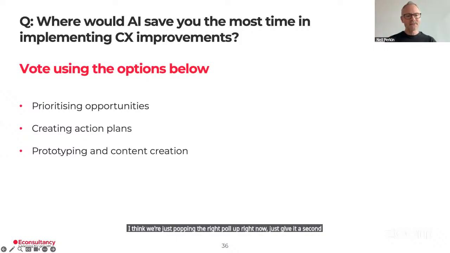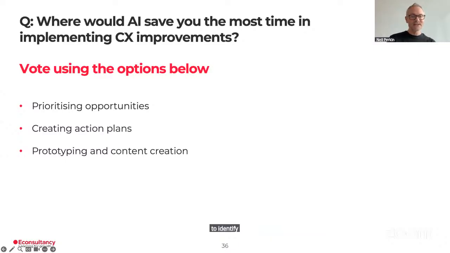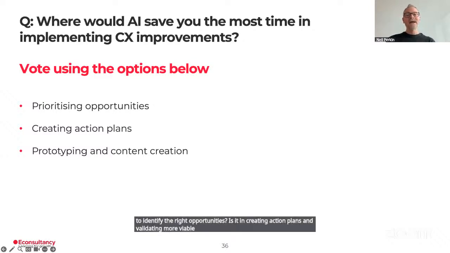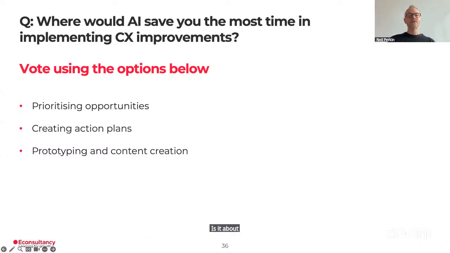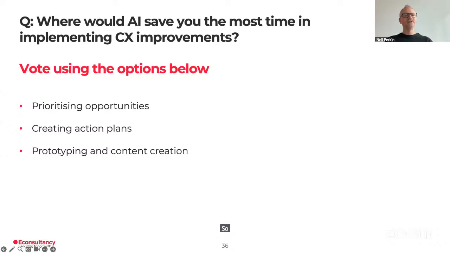There we go. So is it prioritizing opportunities? So that might be because there's so many things you could do, the value of AI in actually analyzing customer feedback data and so on to identify the right opportunities. Is it in creating action plans and validating viable action plans? Is it about prototyping, content creation, maybe anything from innovation through to how you're generating content? What do you think? 3 different options there. So where do you think it could save you the most time? Interested to know what you think about this one.